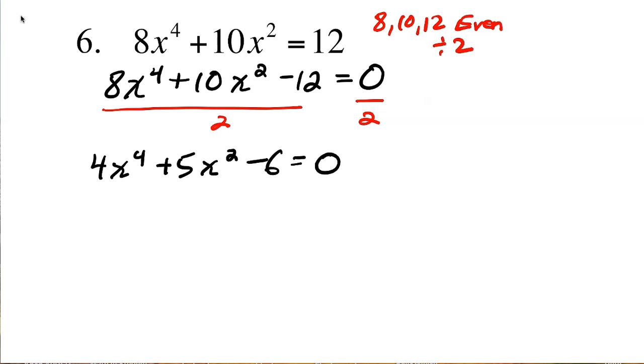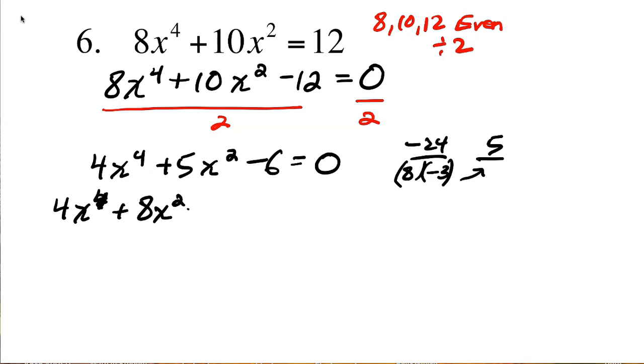All right, and now we will factor. So factoring, we'll multiply 4 times 6, so that's negative 24. We've got to get to 5. I think that would be 8 and negative 3, which would add to positive 5. So we'd have 4x to the 4th plus 8x squared minus 3x squared minus 6 equals 0.